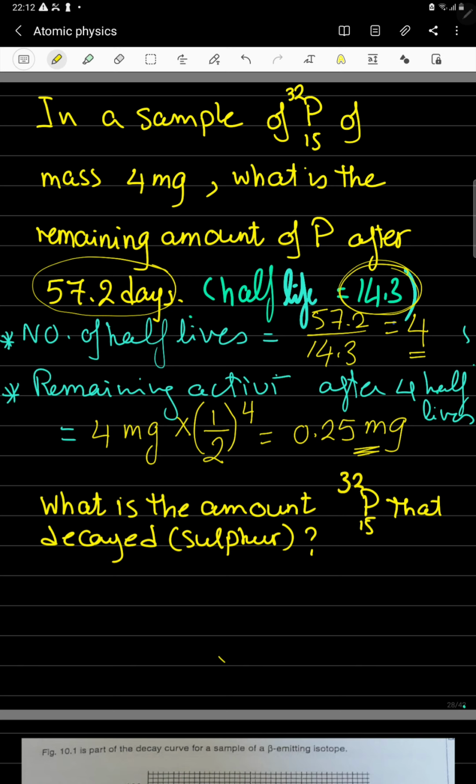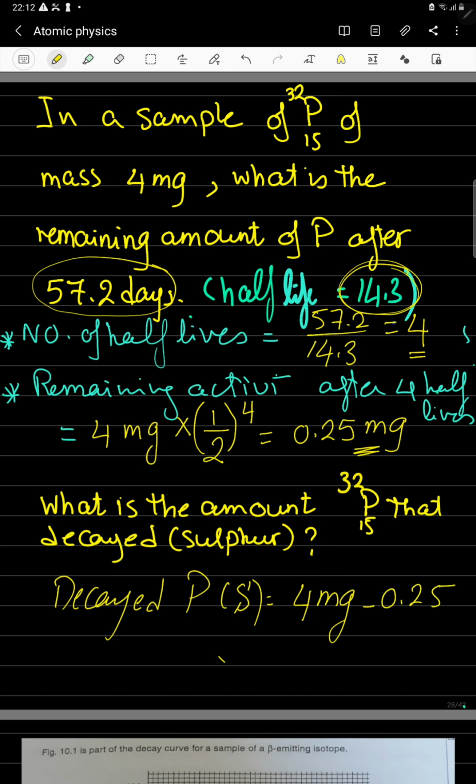طيب, can I now tell what will be the amount of decayed phosphorus? يعني بقية السامبل هيبقى فيها sulfur. What is the amount of remaining sulfur? This is really easy. يبقى ال amount of sulfur remaining أو ال decayed phosphorus that has changed into sulfur is equal to 4 milligrams minus the remaining activity or the radioactive phosphorus that is remaining in my sample. يبقى it will be 3.75 milligrams of sulfur.